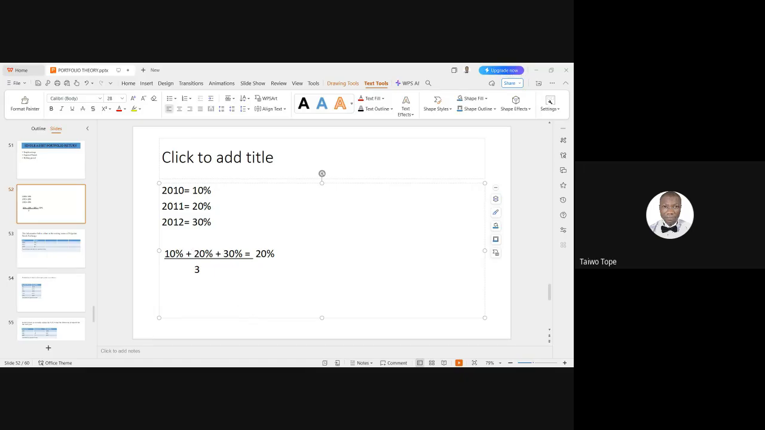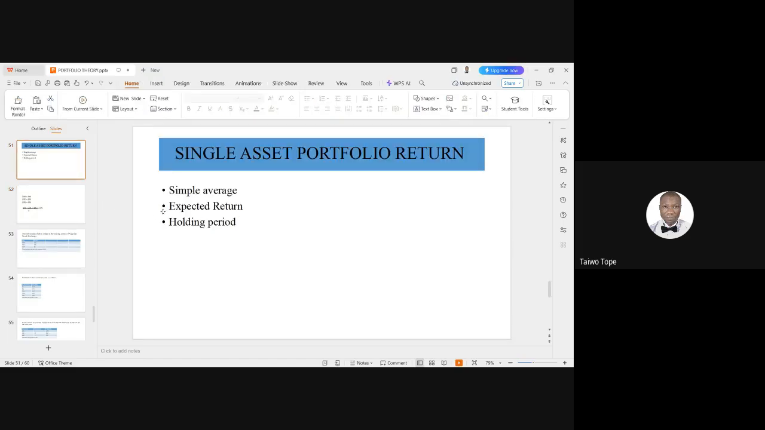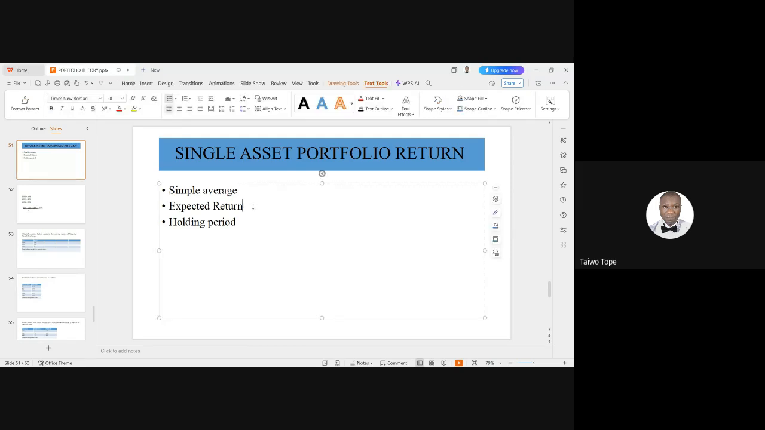Now, the other technique that I put forth here is the expected return. Another word for expected return is the weighted average return. We are used to this one. When we talk about the expected return, we are looking at the probabilities of different outcomes, where we have the issue of risk and uncertainty.